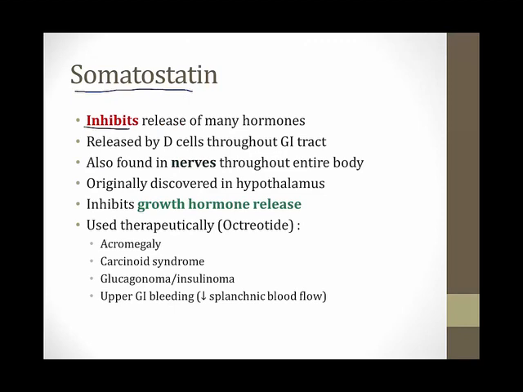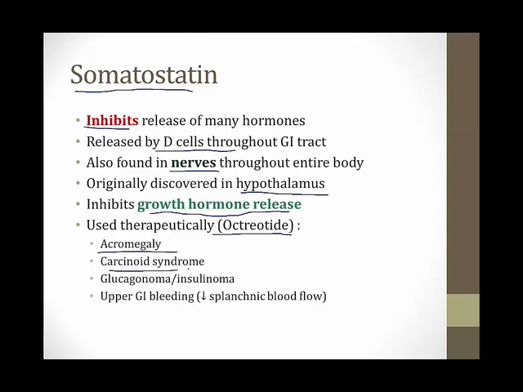Somatostatin inhibits the release of many other hormones. I talked about somatostatin in the GI modules because it's released by D cells throughout the GI tract. It's also found in nerves throughout the entire body. It was originally discovered in the hypothalamus where it inhibits growth hormone release from the pituitary, as we have been discussing in this module. The place where you will most often encounter somatostatin clinically is when it's used as a drug called octreotide, which is an analog of somatostatin. And this drug can be used in acromegaly, as we have discussed.